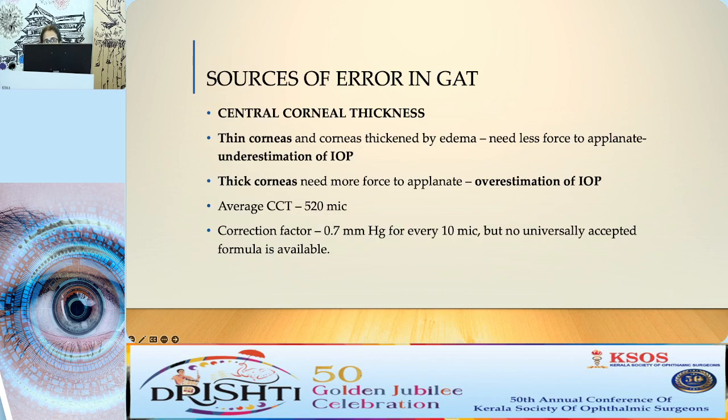Now, error in Goldmann mainly is due to the effect of corneal thickness. As you know, a thick cornea means you need more force to applanate it, so you may overestimate. And with a thin cornea or an edematous cornea, you need less force to applanate, and you may underestimate it. Various correction formulae are there, but none are universally accepted. But you should keep in mind that if the cornea is thin, the optic nerve is susceptible, even if the IOP is in the normal range.